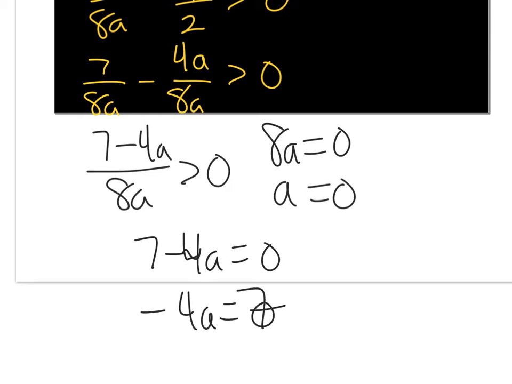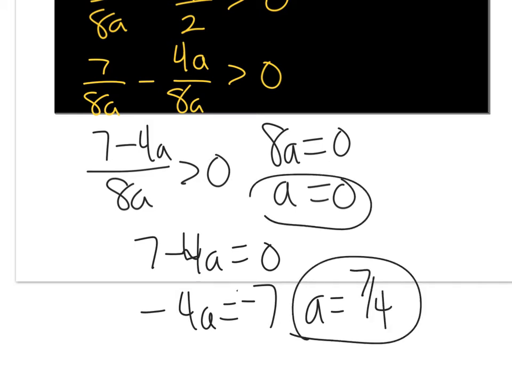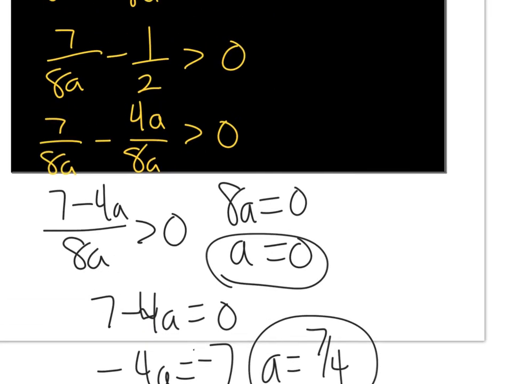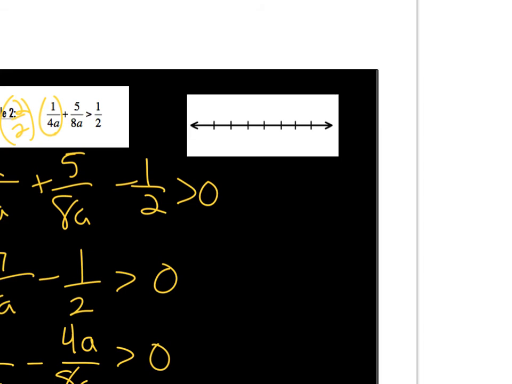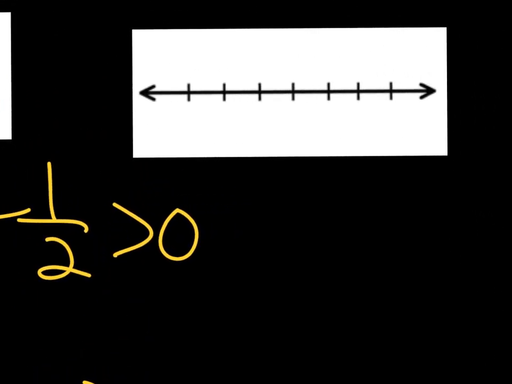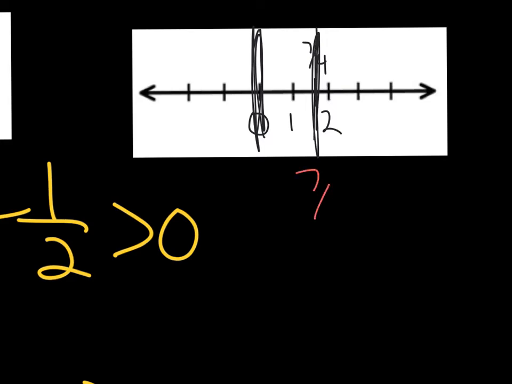So 7 minus 4a equals 0, which gives negative 7 equals negative 4a. So a is going to be equal to 7 over 4. So my gap here is going to be 0 and 7/4. When I go back up to my number line, if I go 0, 1, 2, 7/4 is going to be right here. So I'm going to have a line there at 0 and a line at 7/4.